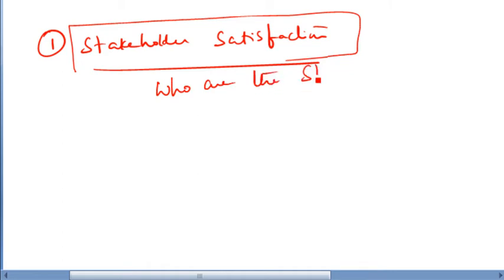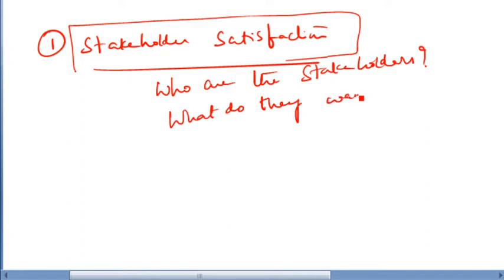Who are the stakeholders? And the second thing is, what do they want? You have to answer these questions yourself. Here, what you basically need to do is consider the importance of stakeholder mapping. Now, the biggest question is, what do you mean by stakeholder mapping?